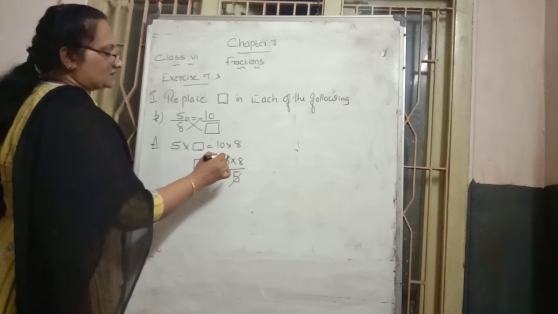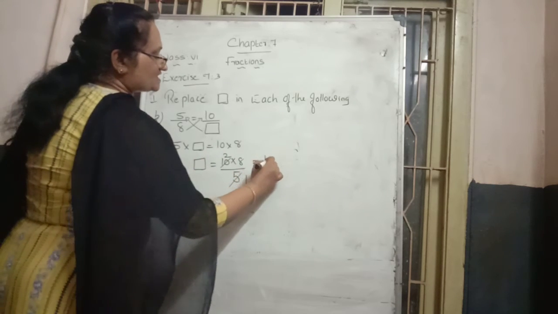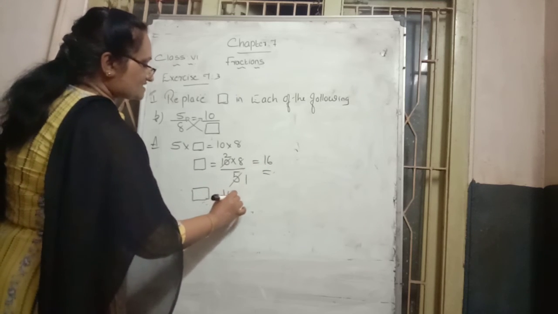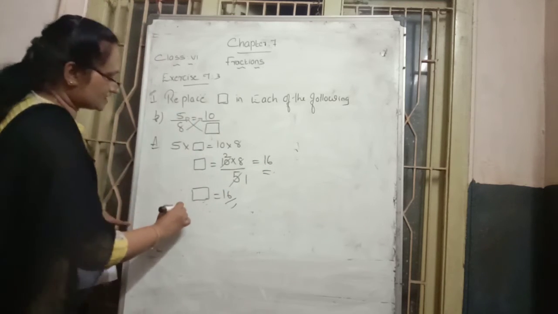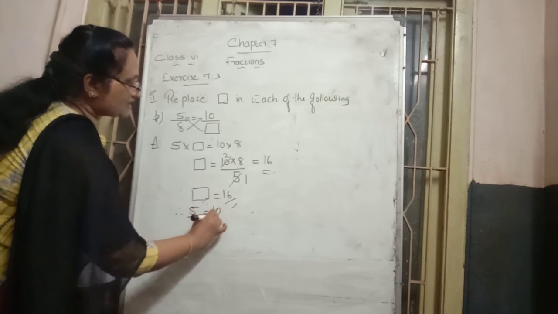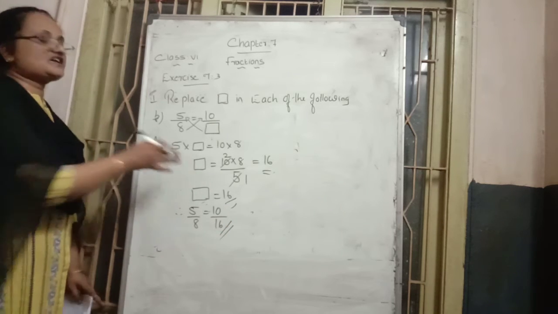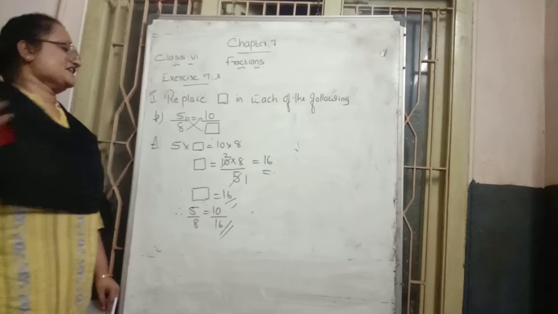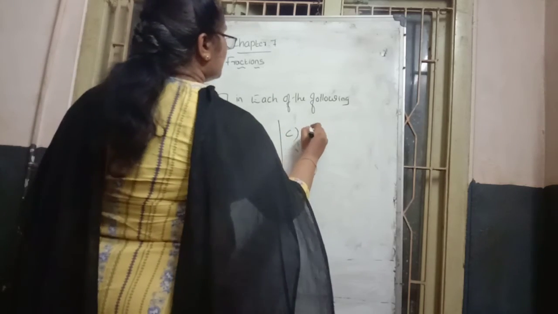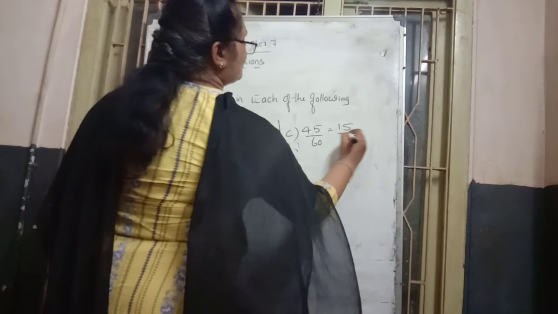5 table: 5 ones are 5. 5 table: 5 twos are 10. So 2 eights are how much? 16. So the box value becomes how much? The box value becomes 16. So we can fill it in the correct order. We can write it as 5 by 8 equals 10 by 16. Which value can we insert in the box place? 16, because that is the answer we got for the box value. Then one more question, the C question. The question is 45 by 60 is equal to 15 by box, in this way.